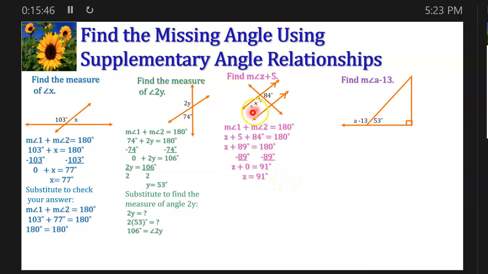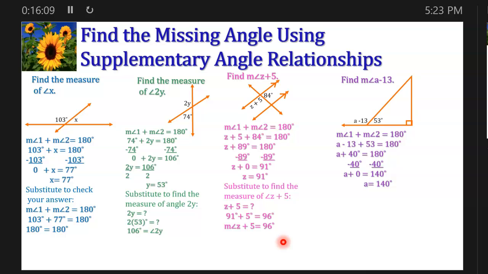Now that again is not the measure of this angle. That is just the value of z. So we're going to need to add 5 to that. We're going to need to substitute z plus 5. We know z is 91. Add the 5 to it, and we end up with 96 for the measure of angle z plus 5.